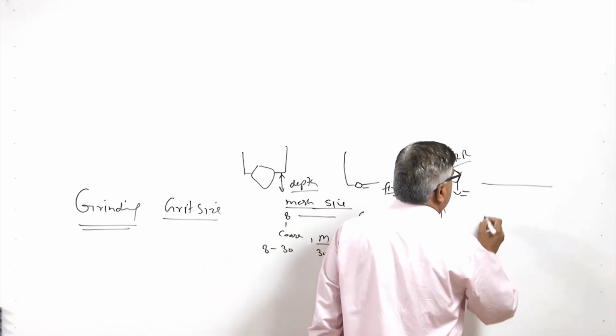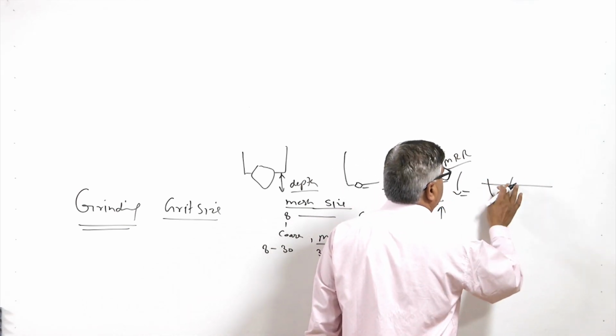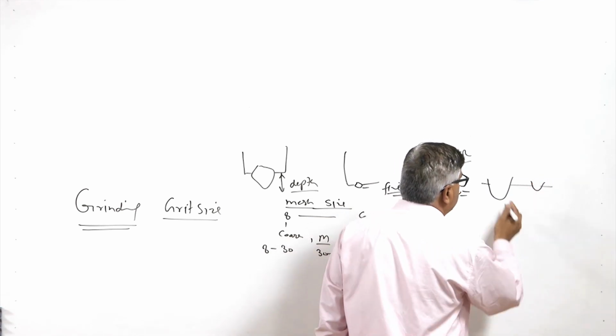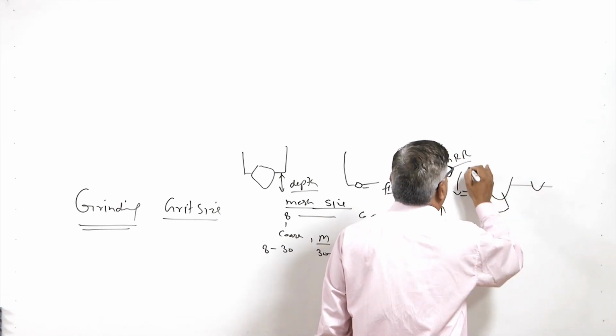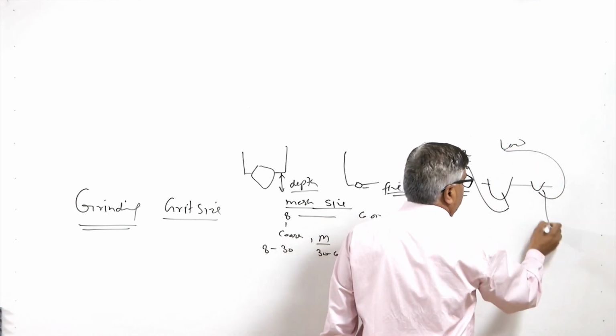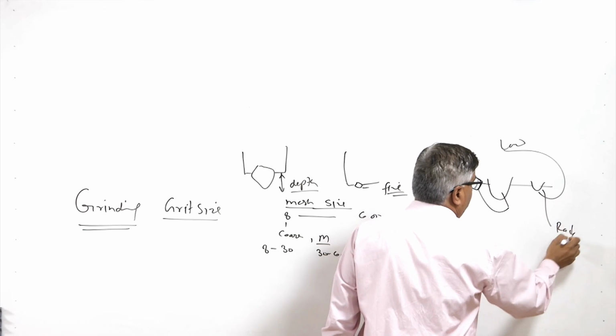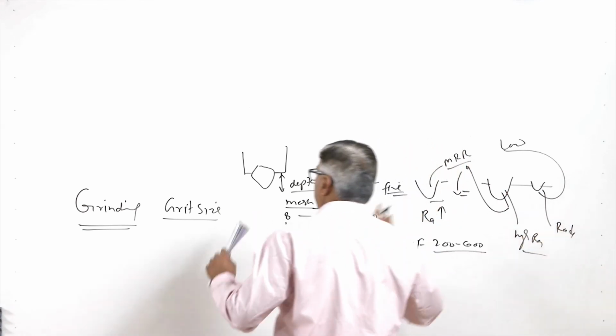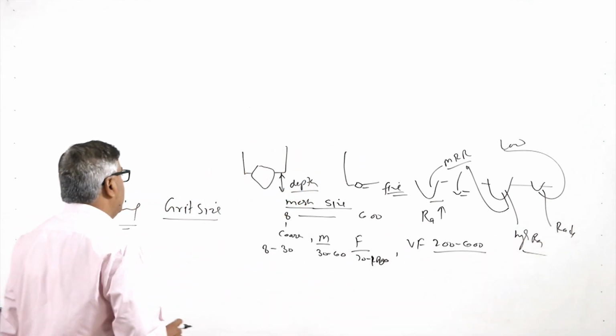So, if this is the surface, coarse abrasive will be forming the deeper scratch as compared to the fine abrasives. So, this will be leading to the high MRR and this will be leading to the low MRR. This will be causing the very low Ra, this will be causing the high Ra. So, this is how the effect of the grit size can be understood.